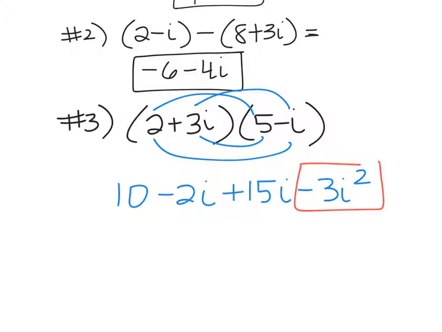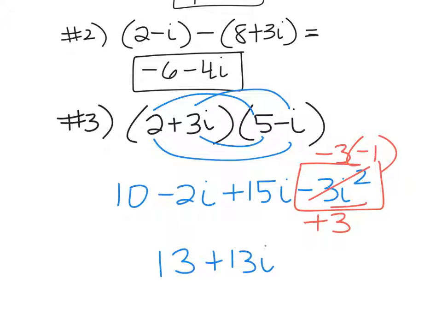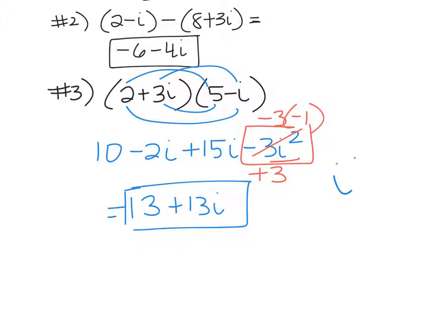What is negative 3i squared? Do you remember? Positive 3, because this is negative 3 times negative 1, which is positive 3. Remember, i squared equals negative 1. So you always have to fix that. So then we get 10 plus 3 is 13. Negative 2i plus 15i is 13i. And that's the way it would be simplified. So always remember that i squared equals negative 1. Anytime you see that, you have to replace it.